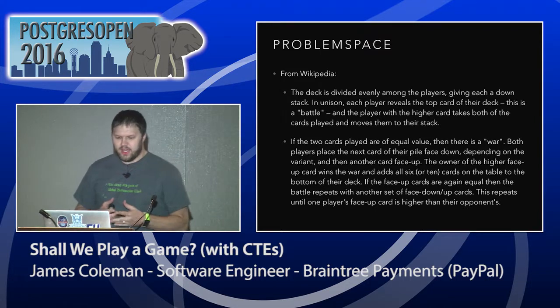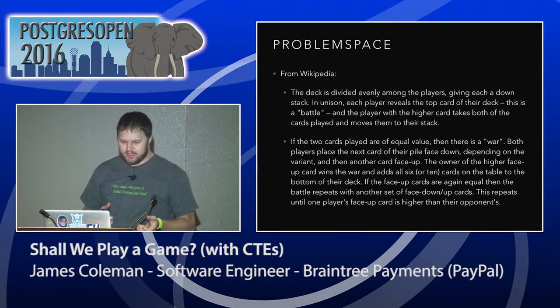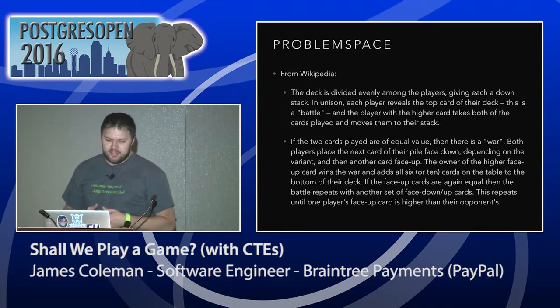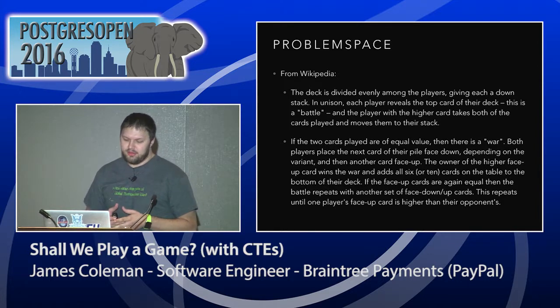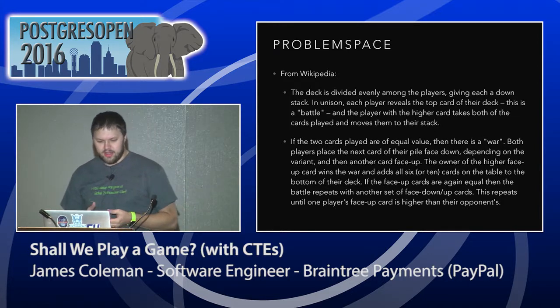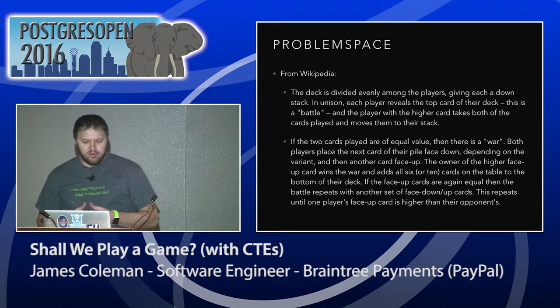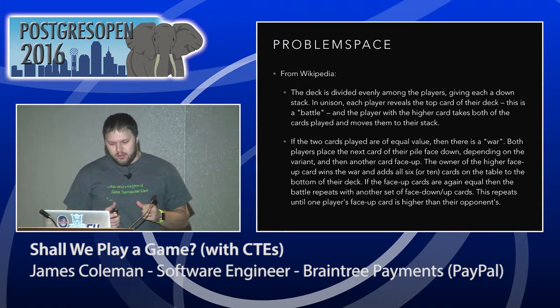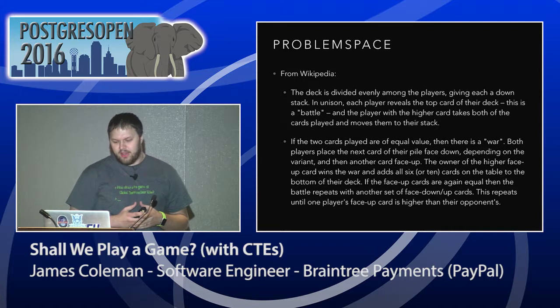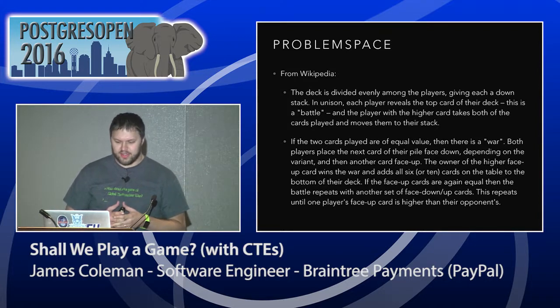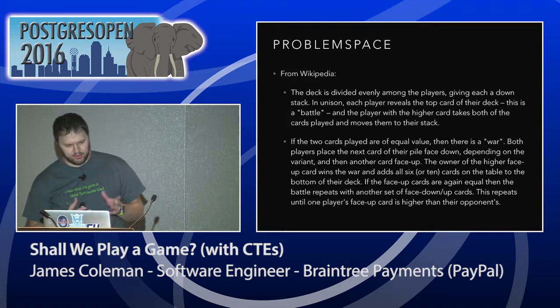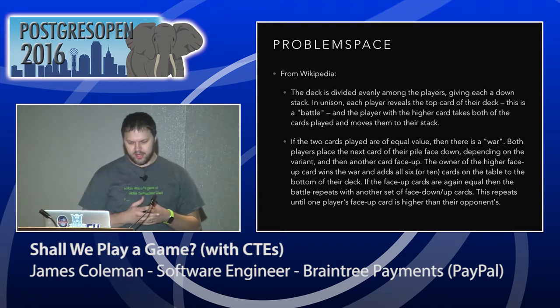I guess 52 cards. Wikipedia has this to say. The deck is divided evenly among the players, giving each a down stack. In unison, each player reveals the top card of their deck. This is a battle, and the player with the higher card takes both of the cards played and moves them to their stack. If the two cards played are of equal value, then there is a war. Both players place the next card of their pile face down, depending on the variant, and then another card face up. The owner of the higher face-up card wins the war and adds all 6 or 10 cards on the table to the bottom of their deck.